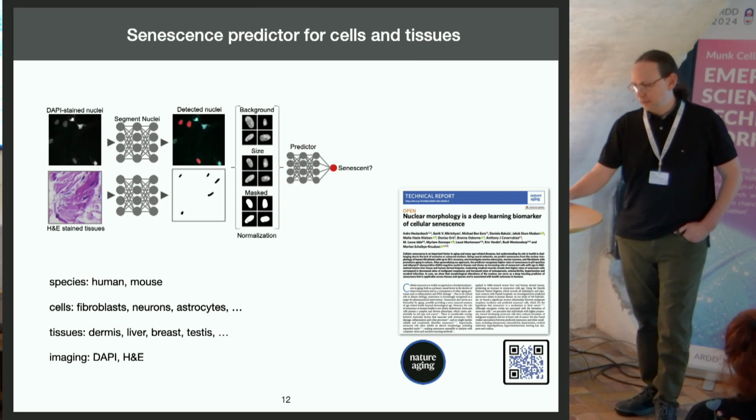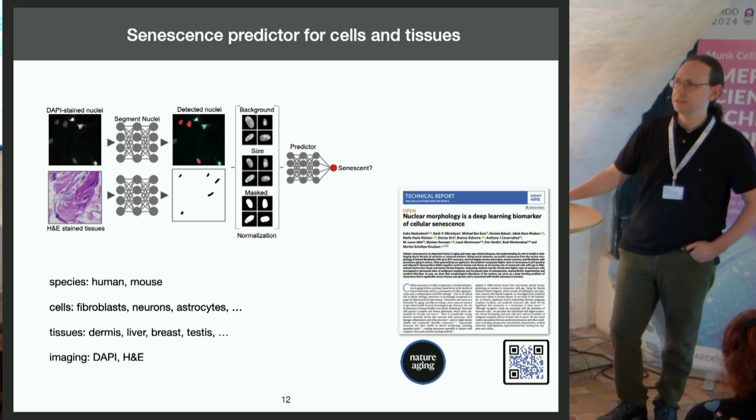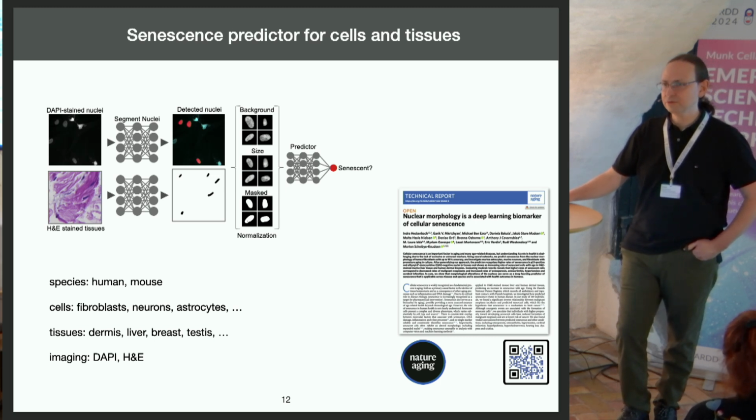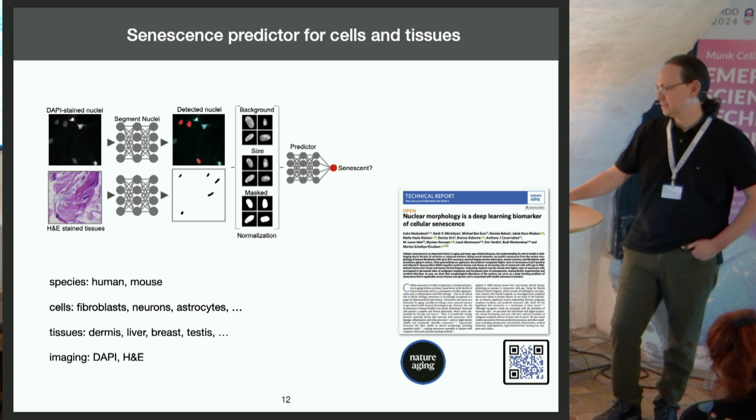So in summary of this part, we created this image-based senescence predictor that can work with DAPI stained nuclei in cell culture or in tissue, as well as H&E stained tissue like what you'd get in a clinic. We use the segmentation models to identify nuclei, and then we use the senescence predictor to predict basically a numerical score of how senescent it is. And from that we can estimate the rate of senescence for a sample.